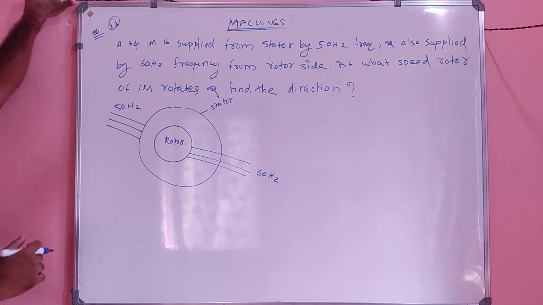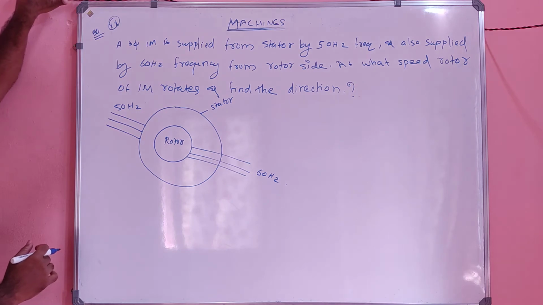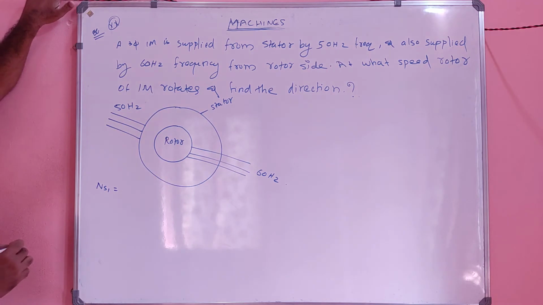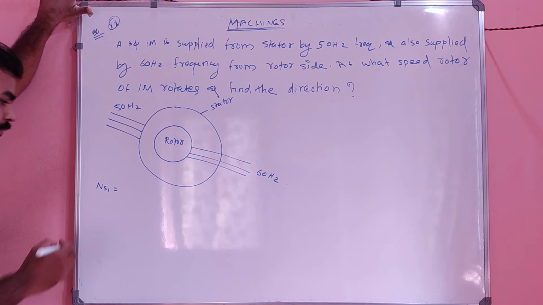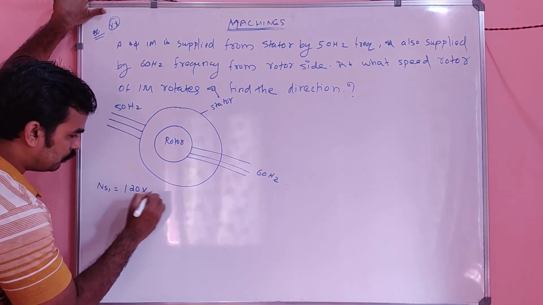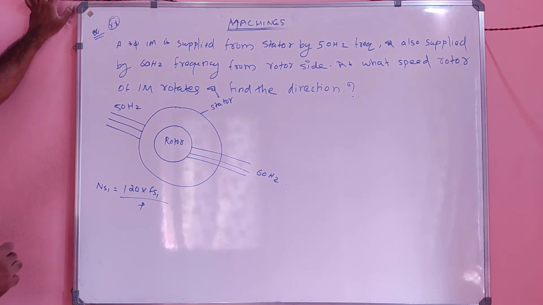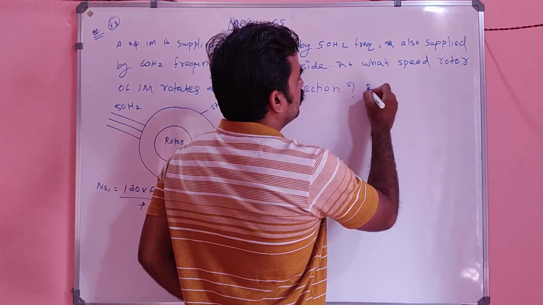See, listen carefully. By observing the stator side, you may have a synchronous speed, let it be ns1. That is nothing but the stator rotating magnetic field speed. ns1 is nothing but, my dears, 120 into fs1 divided by p, correct? Here p is the number of poles.